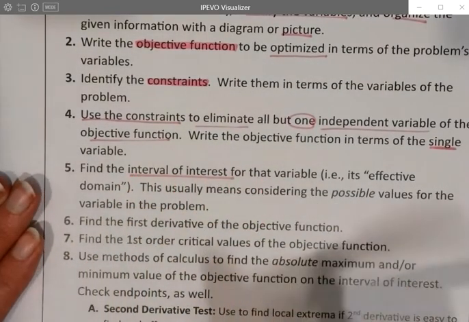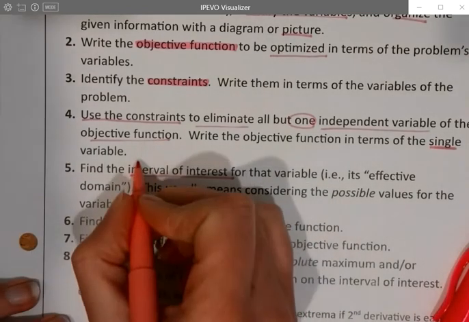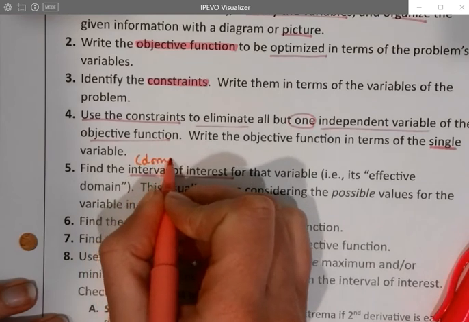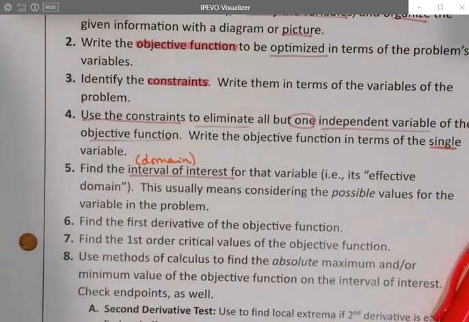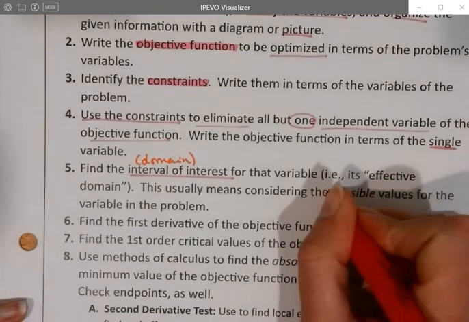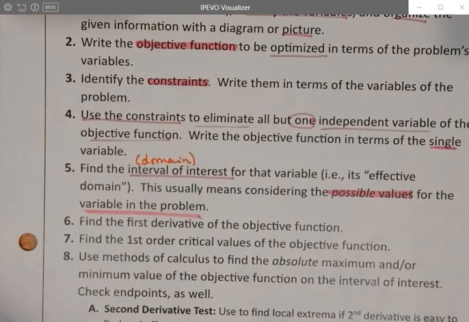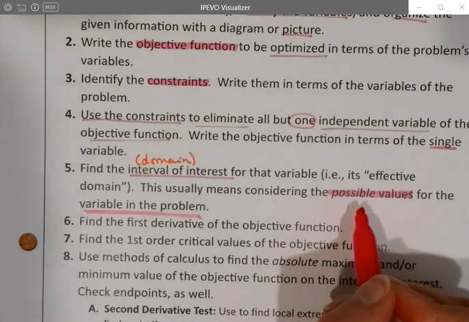This is similar to domain, but the difference is that we have to think about the real world. So we're going to start there with domain for the interval of interest, but we want to keep that smaller by thinking about real world possible values for the variable in the problem. So oftentimes we throw out things like negatives. If you're talking about building a physical object, a negative side length isn't going to make sense, and so on. So making sure we keep that in terms of the real world possibilities.